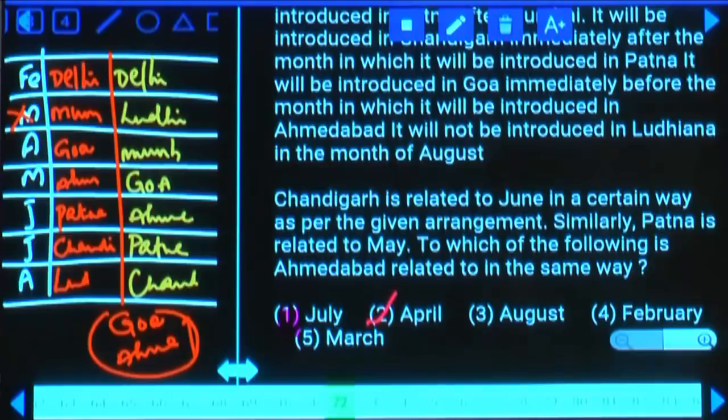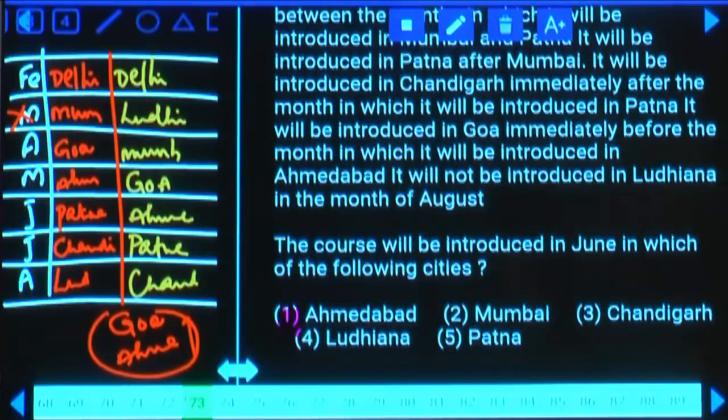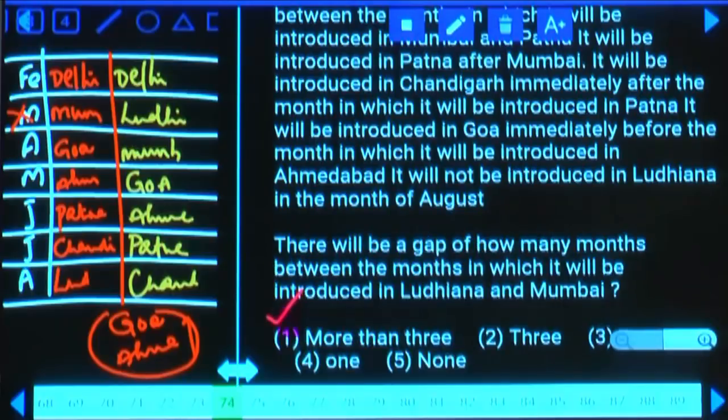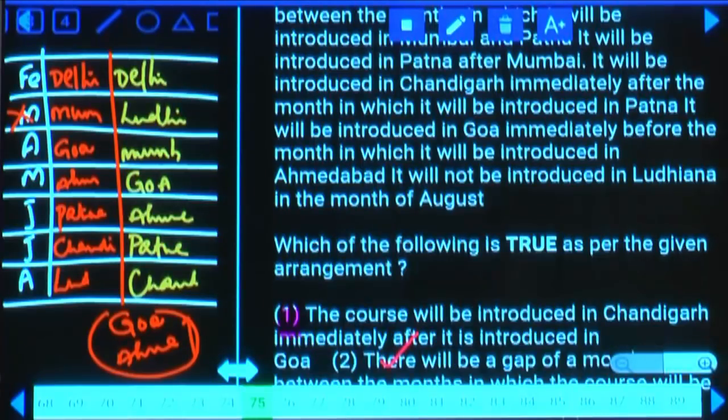Then question number 73. Now in this 73, the course will be introduced in June in which of the following cities? June in Ahmedabad, choice 1. And question number 74. Now in this 74, how many months will there be between the months in which it will be introduced in Ludhiana and Mumbai? Between Ludhiana and Mumbai, how many months? None, that is choice 4, because both of these must be adjacent to each other.